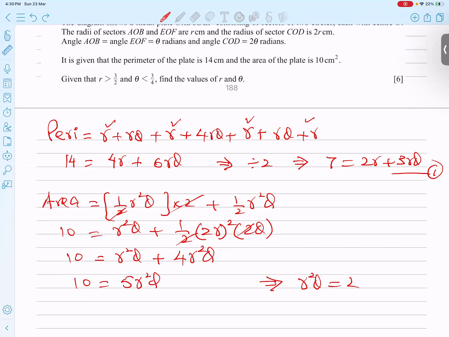Now I have to solve them simultaneously. So I can make theta the subject and replace there, or I can make R the subject from here and replace here. Both options are available. Actually, I have to get rid of one variable. If I take R common from here and replace here, the square will play a role. So theta equals 2 over R squared, I got the theta value from here. Can I plug this value in here? Yes, I think this is a better way.